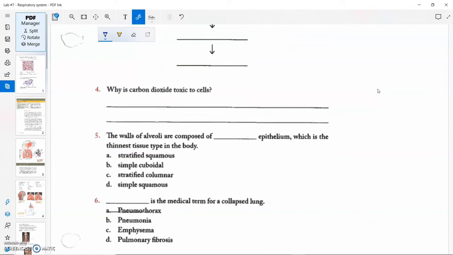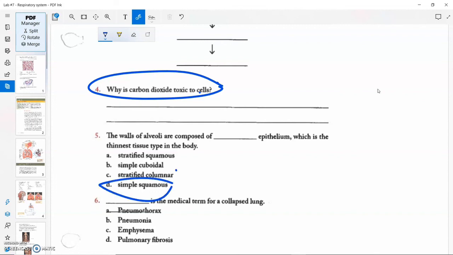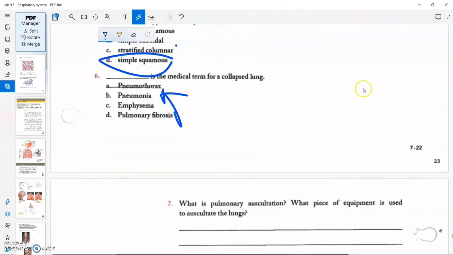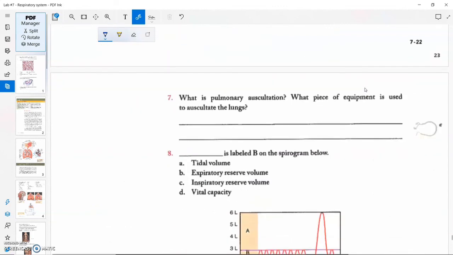Carbon dioxide isn't toxic to the cells, but it reduces the pH in the cells, which leads to denaturation of proteins and nucleic acids and basically stops cells from functioning. Walls of alveoli are composed of simple squamous epithelium. Pneumothorax is the medical term for a collapsed lung. Pulmonary auscultation is listening to the lungs with a stethoscope.